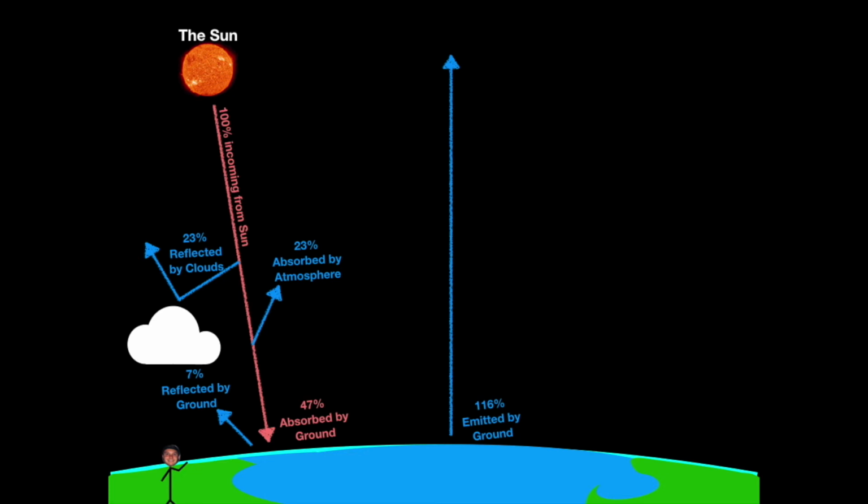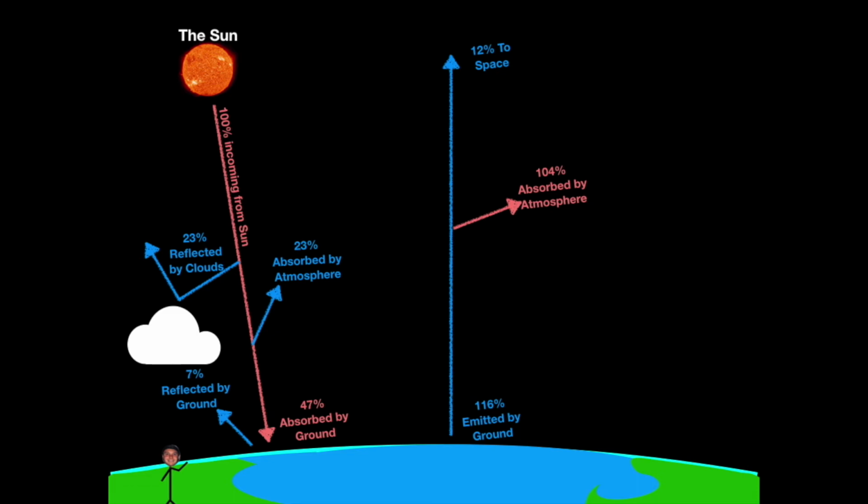But from that 116%, only about 12 of it makes it to space. So, of the energy that's being taken in by Earth, 12% is emitted back out to space. We would know that as, or feel that as, heat. On its way up, some of that energy is then reabsorbed by the atmosphere.